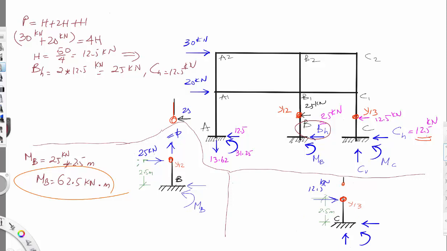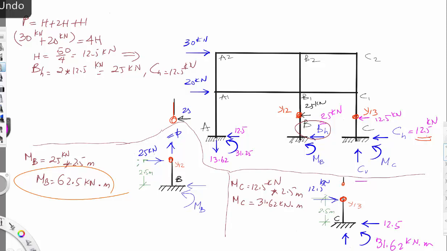And the moment at C is equal to 12.5 kilonewton multiplied by the distance, which is 2.5 meters. So M at C is equal to 31.62 kilonewton meter. So I got these values. Let me just update these values. This is equal to 12.5, and this is equal to 13.62 kilonewton meter. The only thing left for me is this guy.